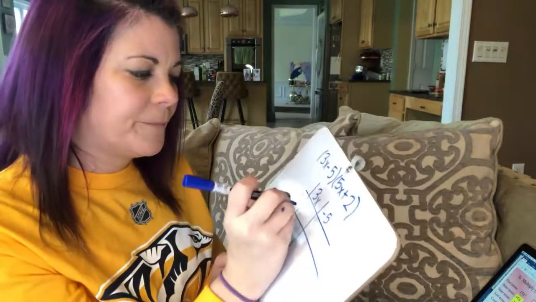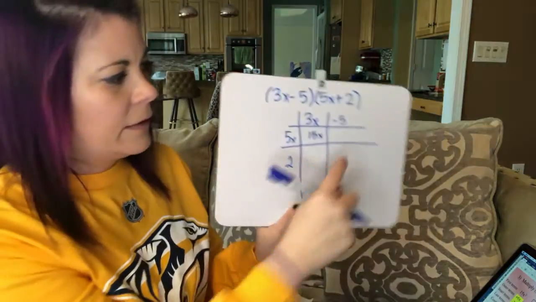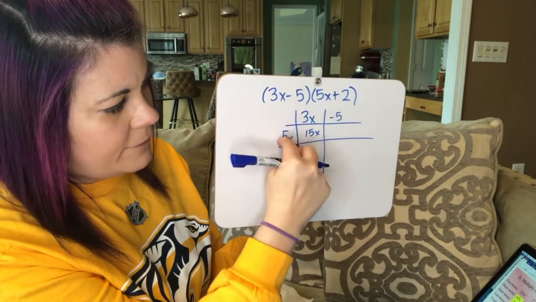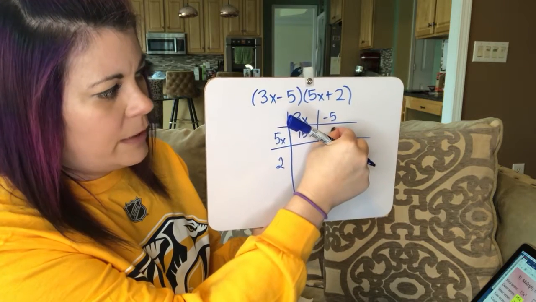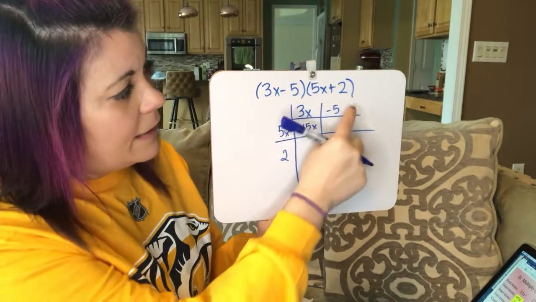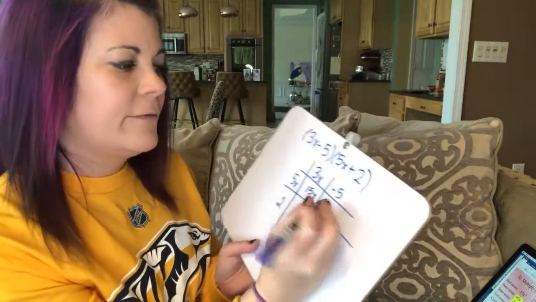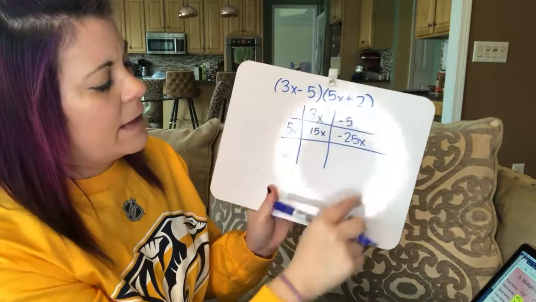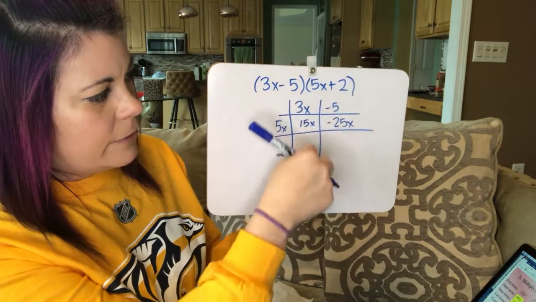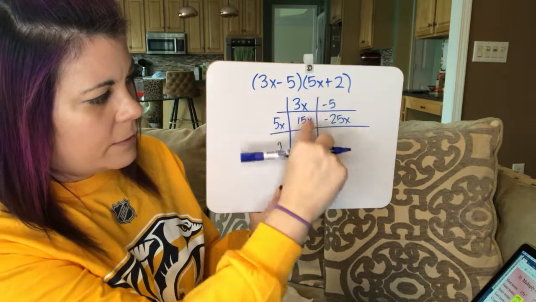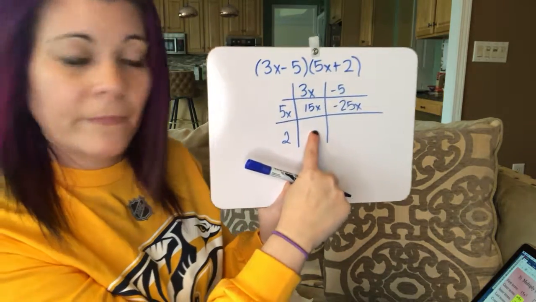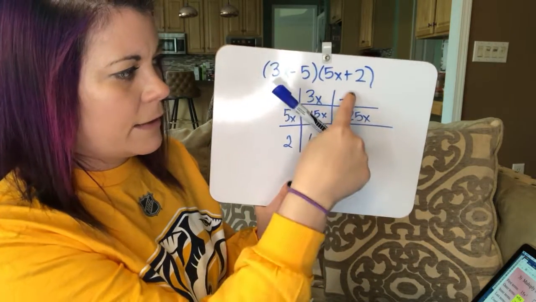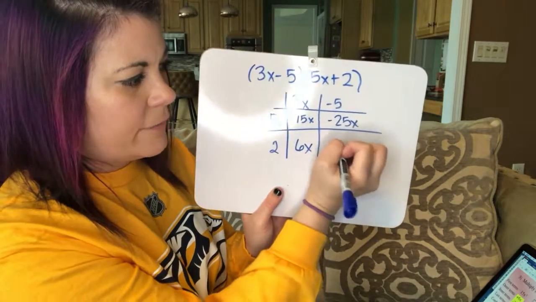3 times 5 is 15x. And then in this square, if you go up, it's negative 5, and you go that way, it's 5x. So that's what you're going to be multiplying together. 5x times negative 5 is a negative 25x. And then in this square, if you go up, it's 3x, and there's 2. So 3x times 2 is 6x. And then in this square, it's negative 5 times 2, which is negative 10.